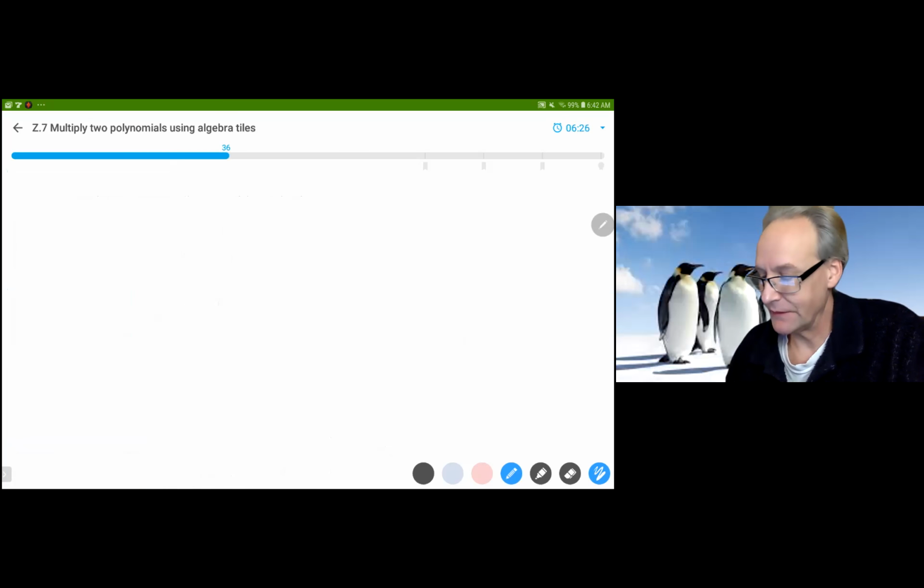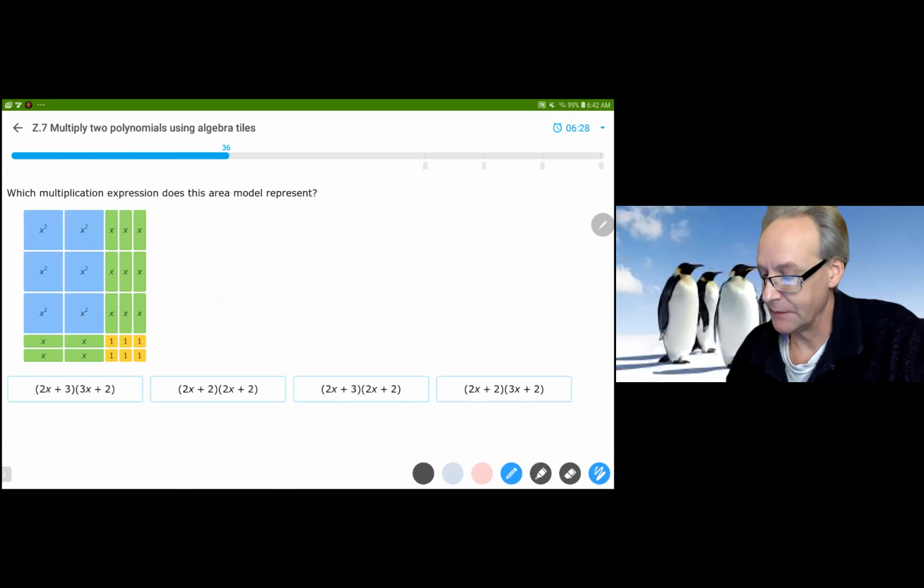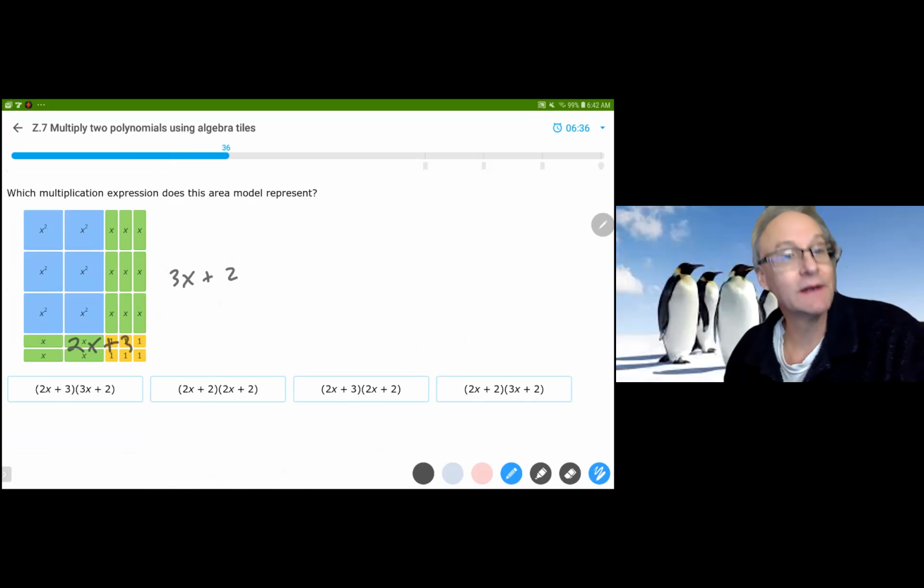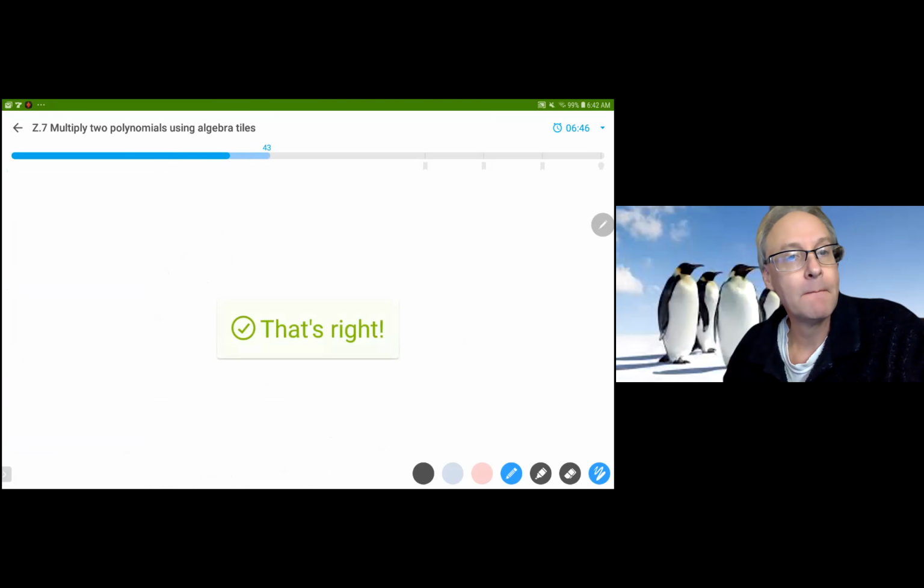Okay, I said I was going to go faster. I'm going to go faster this time. So I've got 3x plus 2 and 2x plus 3. So I'll write it right there. Hopefully you can read it. Not sure if you can read that or not. It's easy to make a mistake. You got to be careful where you're looking there. Well, that looks like it.